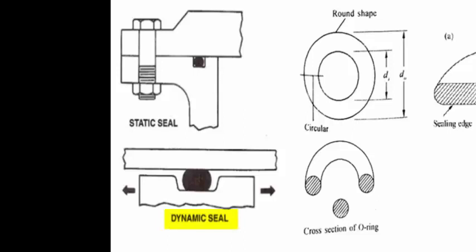Now you have a dynamic seal here. This is a cross section of the piston. On the piston circumference, you have a groove. Inside the groove, you are placing a rubber seal or some kind of seal material or O-ring seal. Then you have the cylinder. This is a cylindrical barrel, one side of the cylindrical barrel.